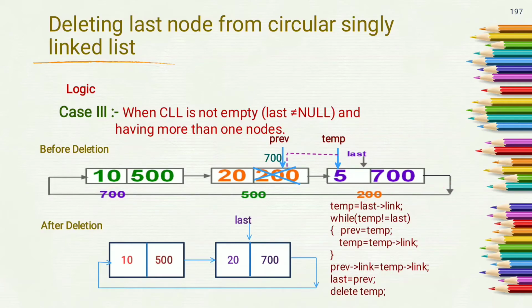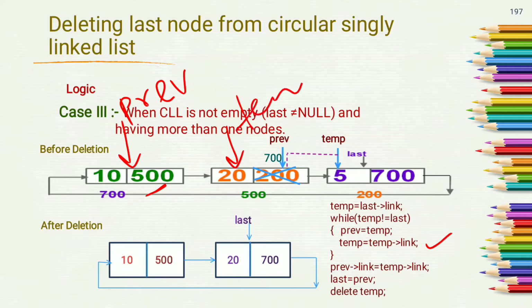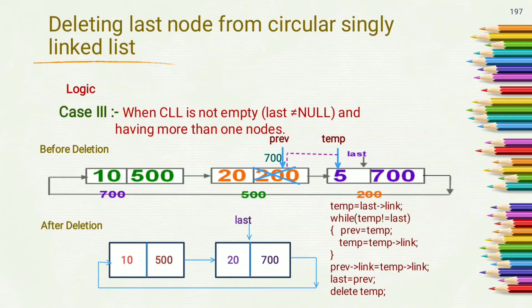As both have different values, that means this condition is true. So what we have to do, we have to move previous to temp. Initially temp is here, so we have to move previous to this node and temp to temp link. Temp link is 500, that means we have to move the temp pointer to next node. Again we will check value of temp is 500 and the value of last is 200. Both are having different values, then this condition is true. So what we have to make, we have to move previous to temp and temp to temp link. That means now previous is pointing to node having address 500 and temp is pointing to node having address 200.